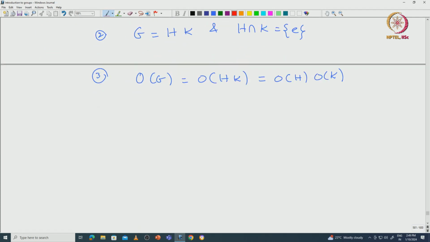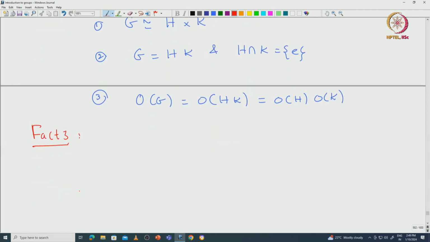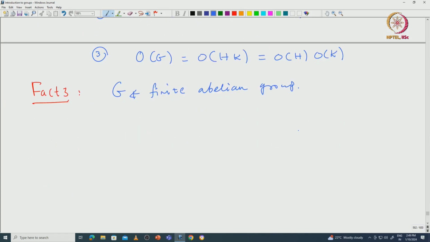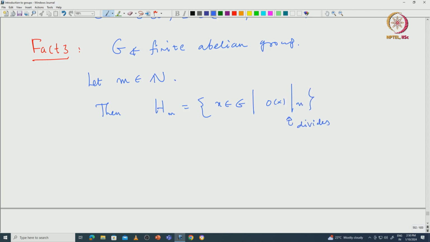So here is another important fact, which is again very easy to verify. This is fact 3. Start with G being a finite abelian group. As I said, some of the statements are even true for a general abelian group or general group, but I am not worried about that now. Let m be in N. Then consider H_m, which is those elements x in G such that the order of x divides m. Then H_m must be a subgroup of G.